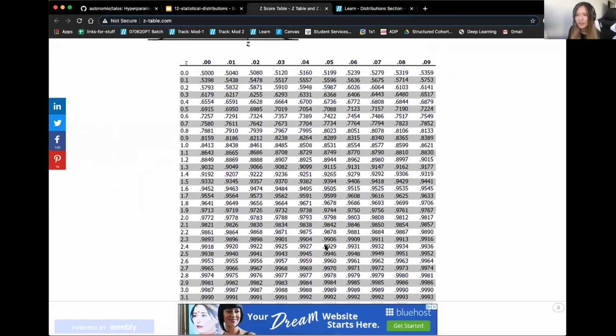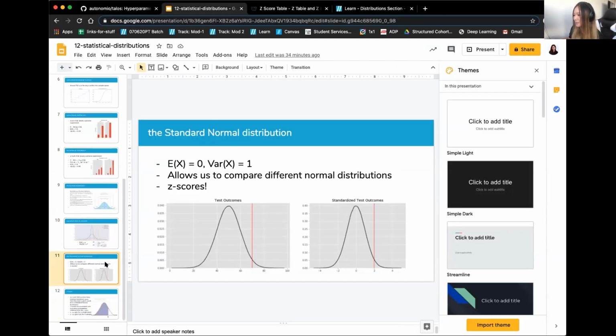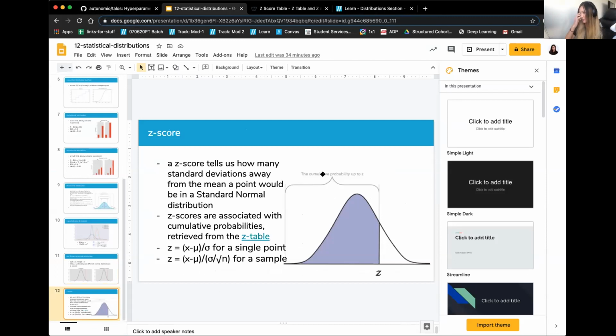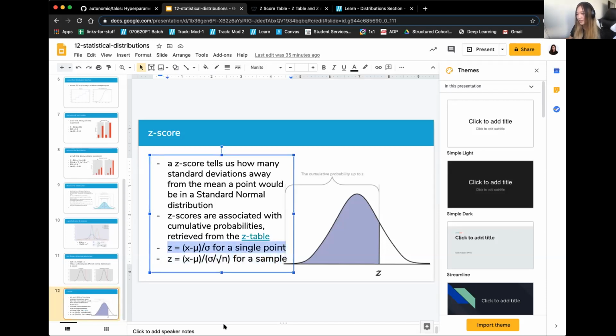Let's see. Just to wrap up, z-scores are associated with the cumulative probabilities retrieved from the z-table. This is the formula for a single point. This is the formula for a sample. Just know that you can actually find the z-score for a collection of items.